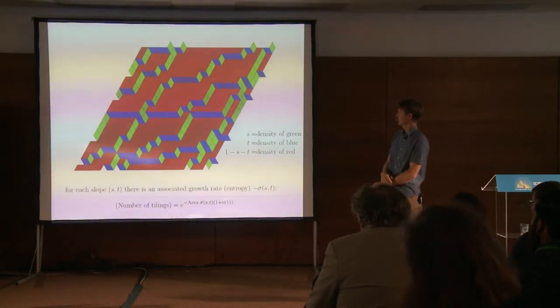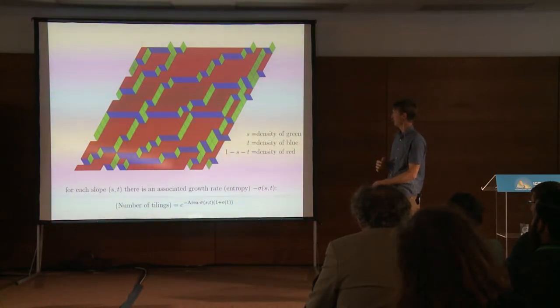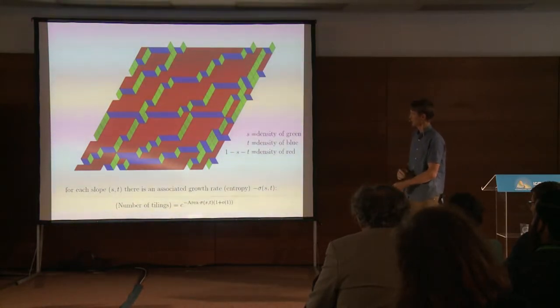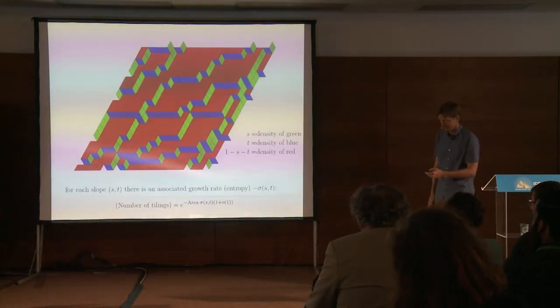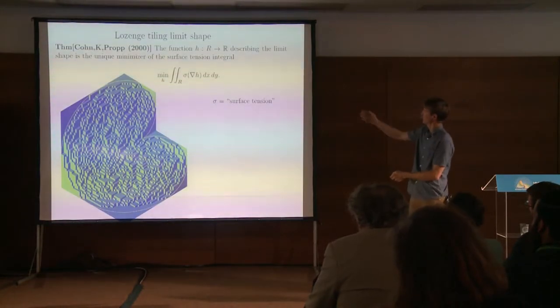Here, sigma is the surface tension, so it's a negative number. So minus sigma is the positive number, which is the exponential growth rate, or if you like, it's the entropy. So that's the origin of this function sigma. It counts how many surfaces there are of a particular slope, and that's what goes into the formula there.